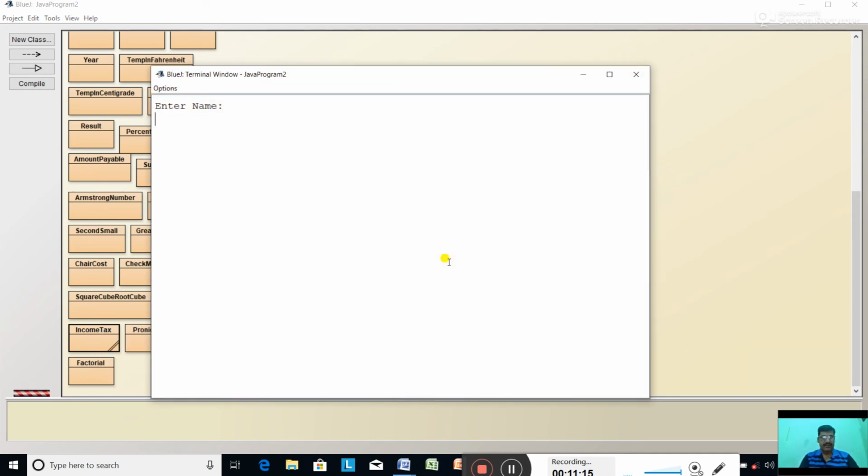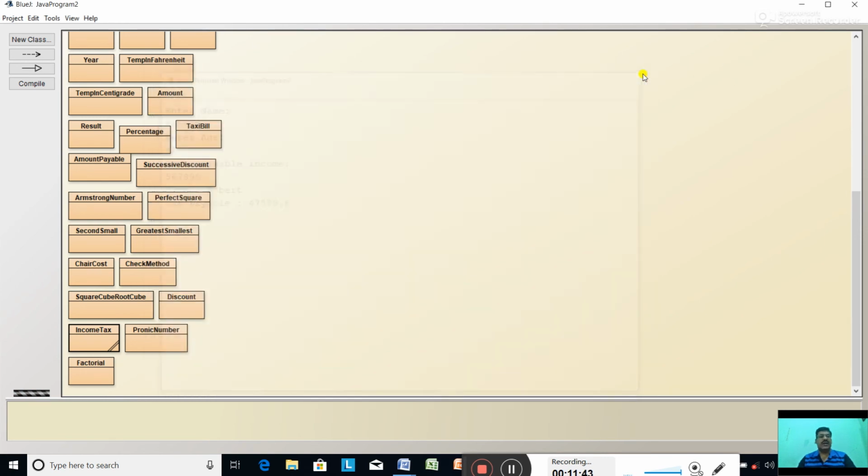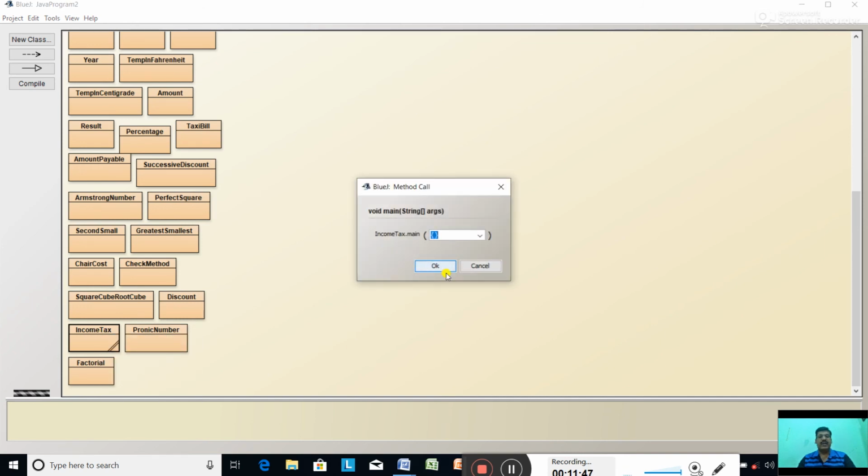Enter name. Suppose the name is Robert. Enter age. Suppose the age is 45. Enter taxable income. Suppose 5,67,898. Then name Robert, tax payable 47,579. Now again check IncomeTax, void main, OK.